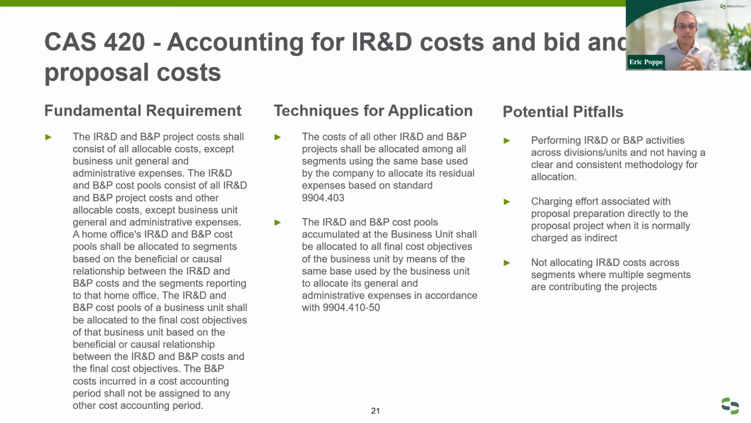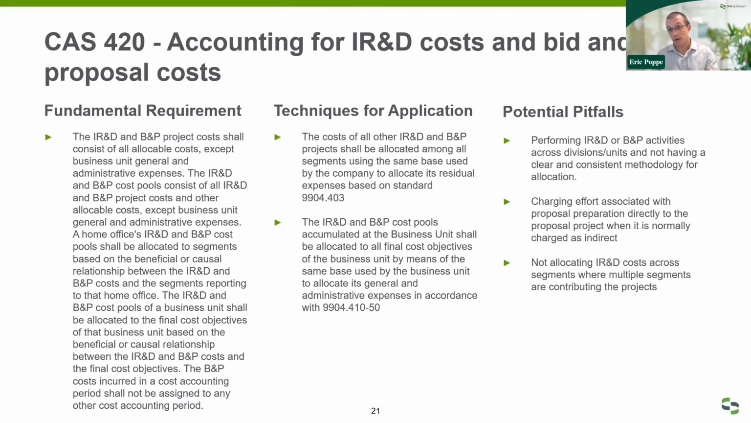So the idea here is that you want these costs to be assignable to that cost accounting period, and that really those IR&D costs and B&P costs benefit the organization as a whole, and that's why they should be allocated out in those manners. So again, if you allocate those costs at the home office level, they're allocated out using the same basis as the residual expenses. So if it's three-factor formula, it's three-factor. If you accumulate IR&D and B&P at the business unit, it should be allocated out in the same manner as G&A expenses.